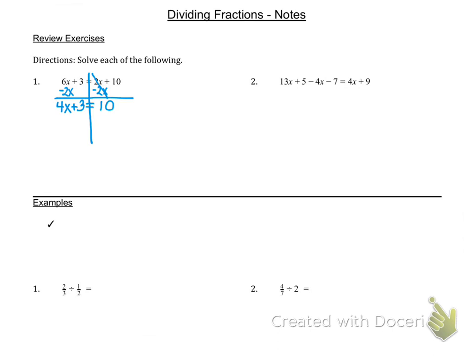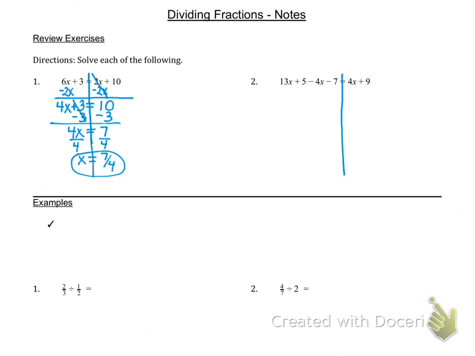Next, I'm going to move the 3 over onto the other side of the equal sign next to the 10 to try and isolate that 4x, so I'm going to subtract 3 on both sides. 3 minus 3 is 0. So now we have 4x is equal to 7. And next we're going to divide both sides by 4. So our answer is going to be x is equal to, and I'm going to leave this as a fraction, 7/4.